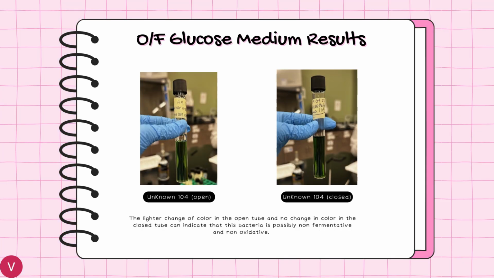These are our results for our unknown 104 in the OF glucose medium. So the lighter change of color in the open tube and then no change in color in the closed tube can indicate that this bacteria is possibly non-fermentative and non-oxidative.